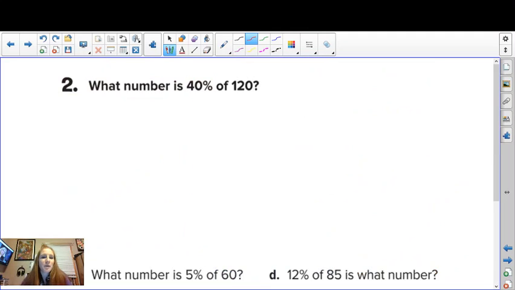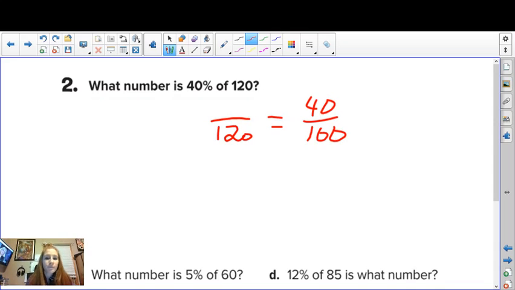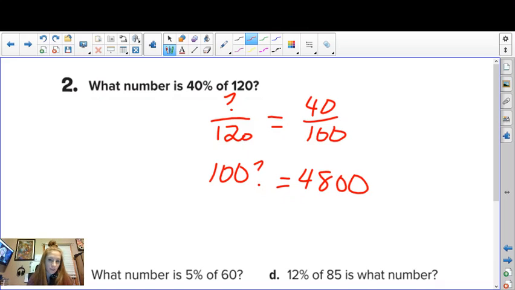Number 2, what number is 40% of 120? Since I have the percentage, I know I can set up 40 over 100. So I'm not missing that piece, but I want to know of 120. So 120 is the total, or the whole, and the part is the question mark. So I'm going to cross multiply again. 100 times question mark is equal to 4,800. Divide by 100, and I should get 48.